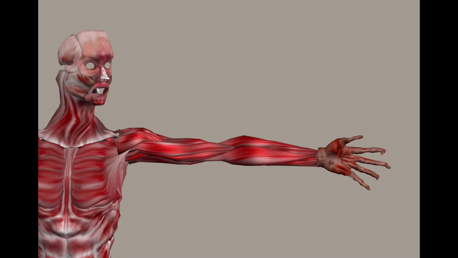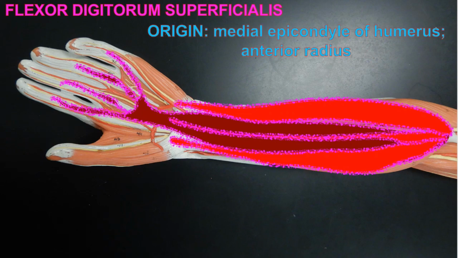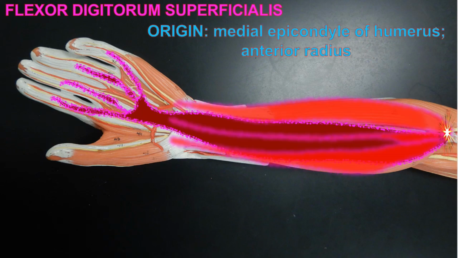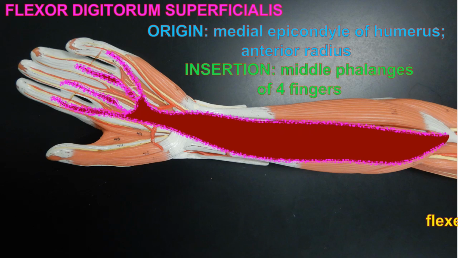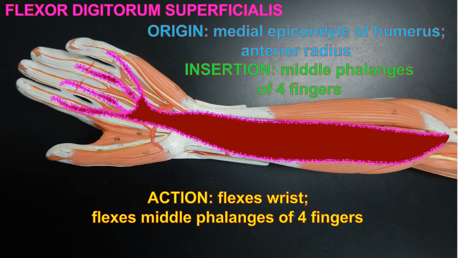If one were to reflect back the flexor carpi radialis and ulnaris and the variable muscle between them, the palmaris longus, which is small and absent in many individuals, one sees the flexor digitorum superficialis, originating from the medial epicondyle of the humerus and the anterior radius, inserting on the middle phalanges of four fingers, all four digits, where it can flex the wrist and then flex the middle phalanges of the four fingers.